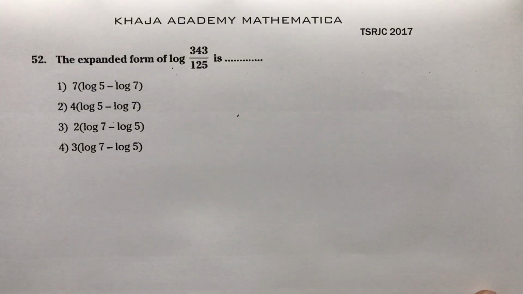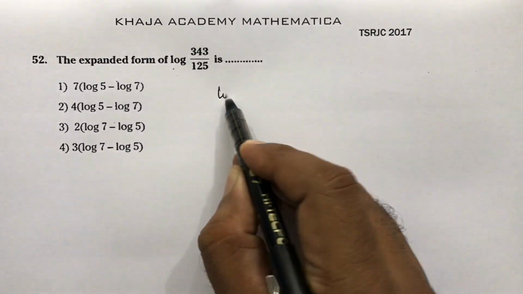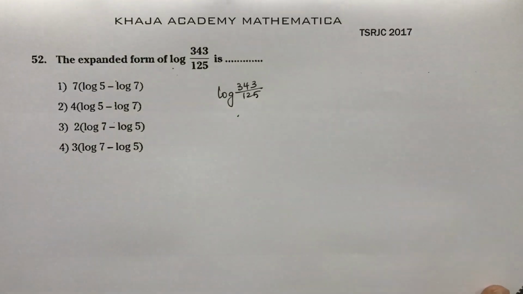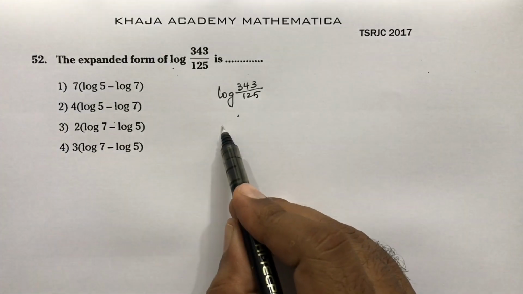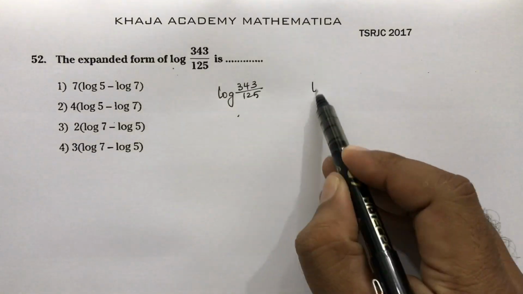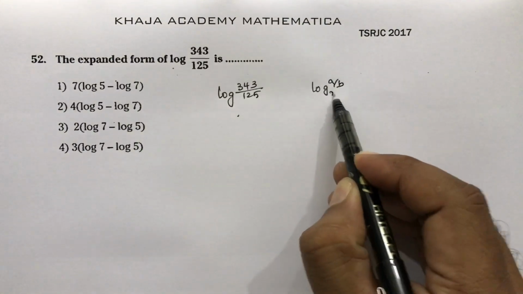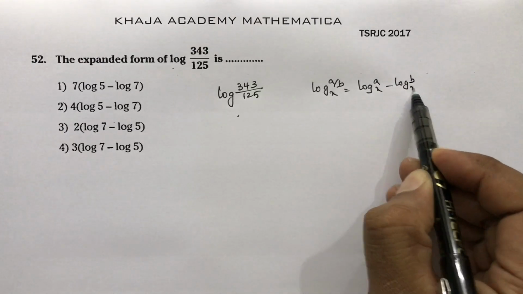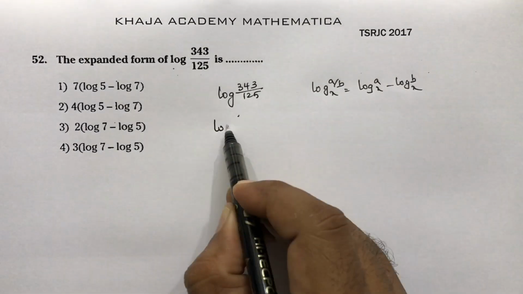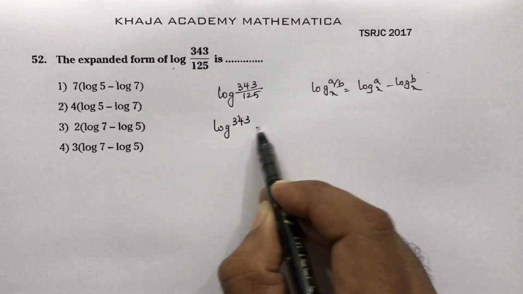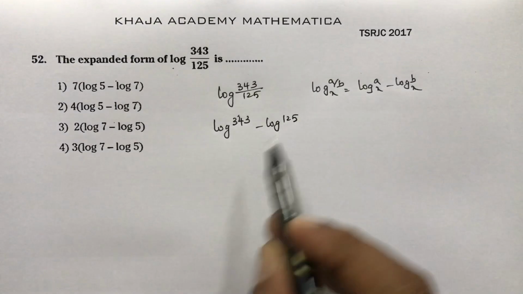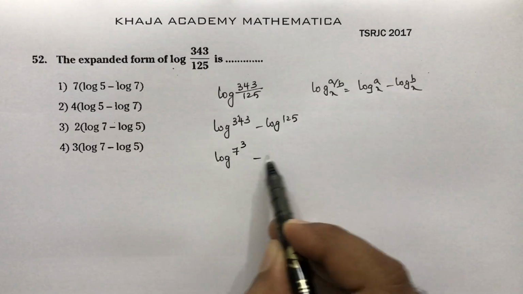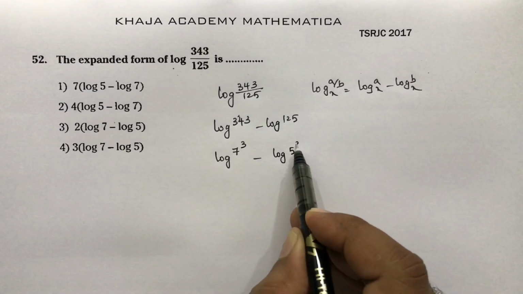The expanded form of log 343 to the base 125. This is in the form of log a by b to the base x, which is log a to the base x minus log b to the base x. So I can write log 343 minus log 125. 343, if you do the prime factorization, you will get 7 cube, and 125 you will get 5 cube.